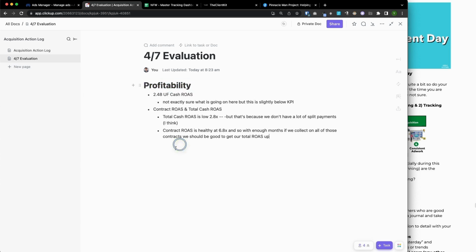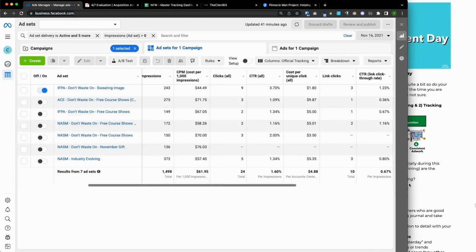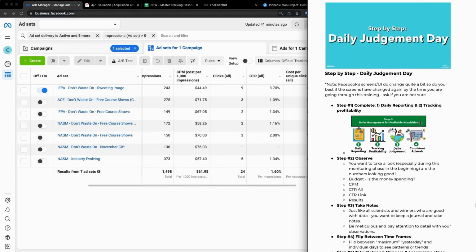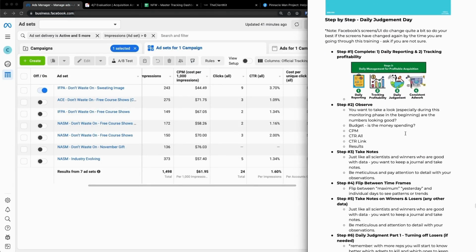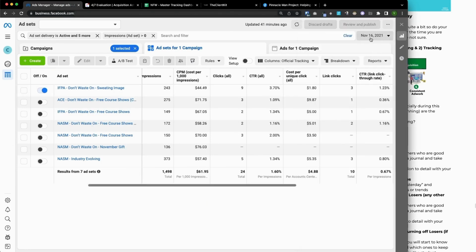And then if I wanted to say, cool, now I'm going to look at the actual ads and see what's going on here, I might come over here and say, now we want to make sure we have daily reporting and tracking profitability done. And now we have our date over here. Again, this is just example data. You're probably not going to have these filters over here.